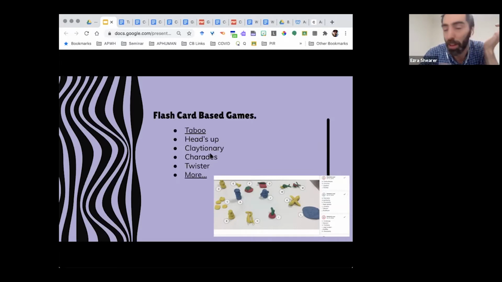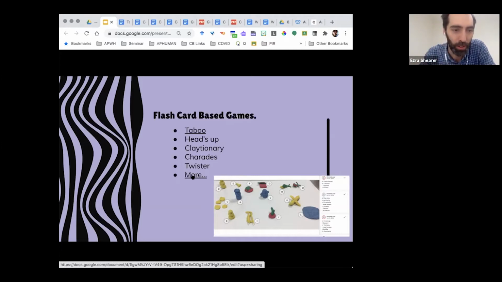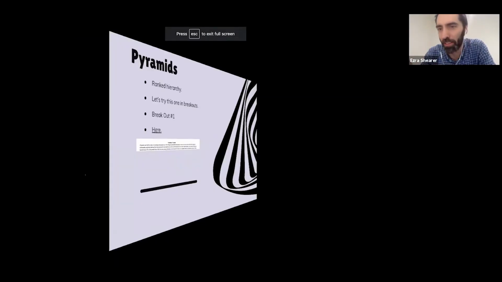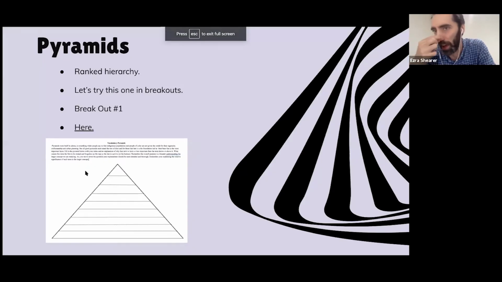Clationary's fun. They play charades with the terms. Twister works, but we don't have time for that, so we'll have to talk about that later. And then there's a list of like 12 different other games you can play with them. They're all based on board games and different things. All right, so that's flashcard review.